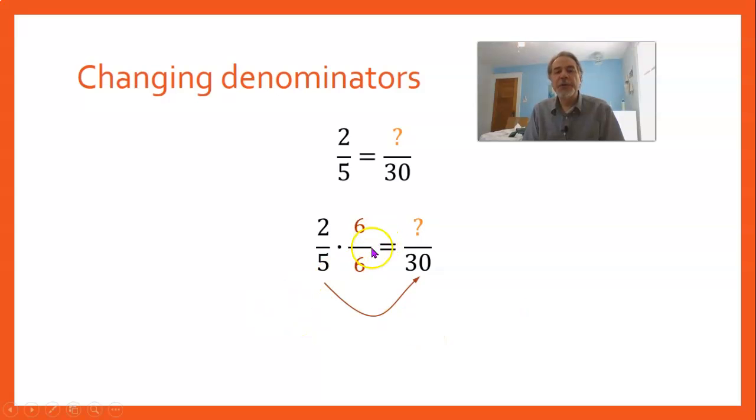Because then I'm really multiplying the whole thing by 6 over 6, which is 1. And when you multiply a number by 1, you just get that same number. So when I do multiply by 6 on top, 2 times 6 gives me 12. So that's what goes in place of the question mark, the number 12. 2 over 5 is equivalent to, it represents the same value as 12 over 30.